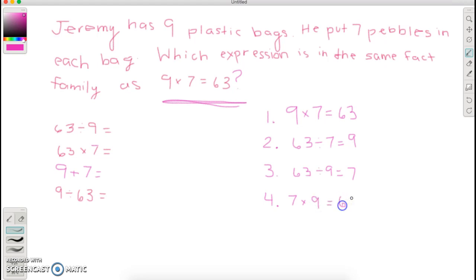Now what we can do is see if any of these in our fact family match up with the answer choices, which they do. If you look here, you'll see that our third equation in the fact family, right here, 63 divided by 9, matches up exactly with this one right here. So we know that 63 divided by 9 equals 7 is going to be our answer.